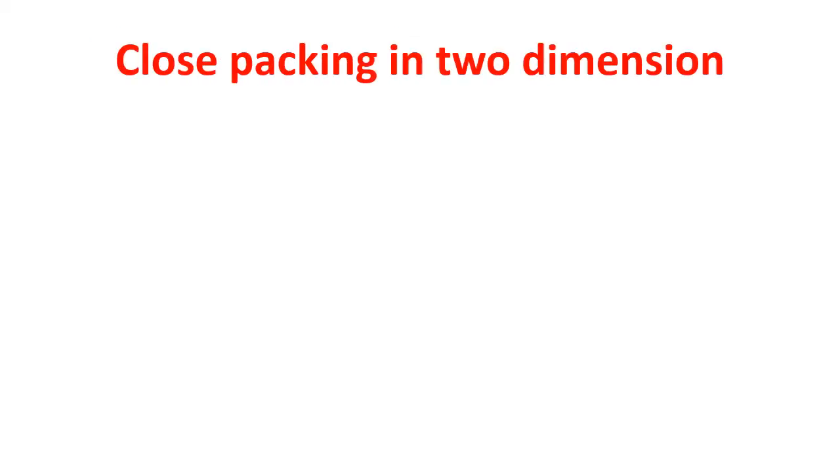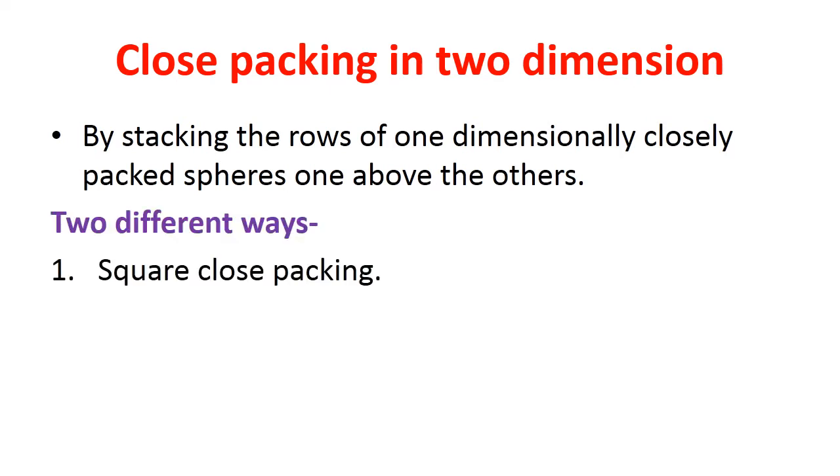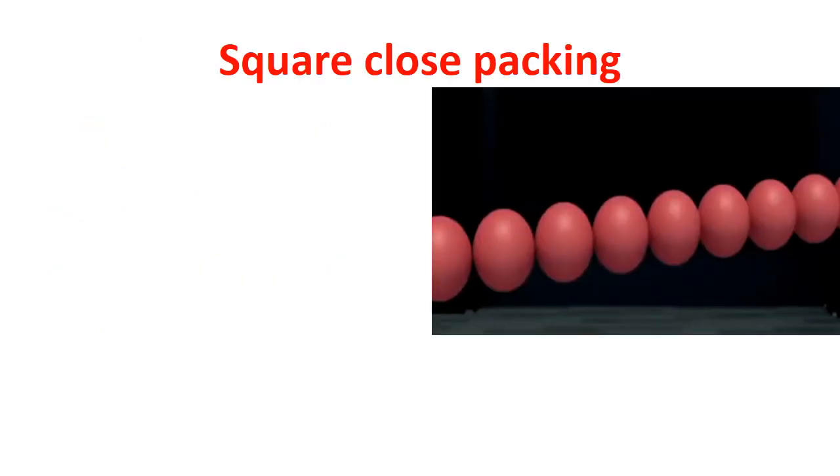Now we learn close packing in 2 dimensions. A close packed 2-dimensional structure can be generated by stacking the rows of 1-dimensionally closely packed spheres, one above the other. And there are 2 different ways to obtain close packing in 2 dimensions, which we call square close packing and hexagonal close packing. First we will talk about square close packing.